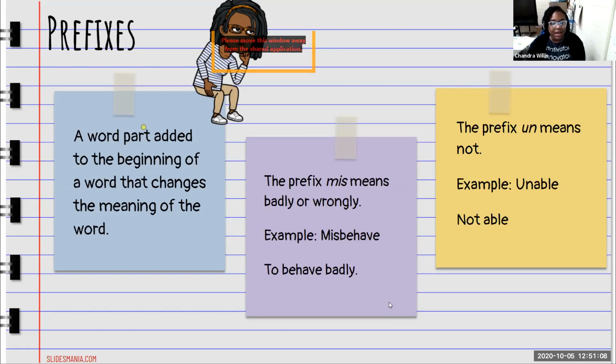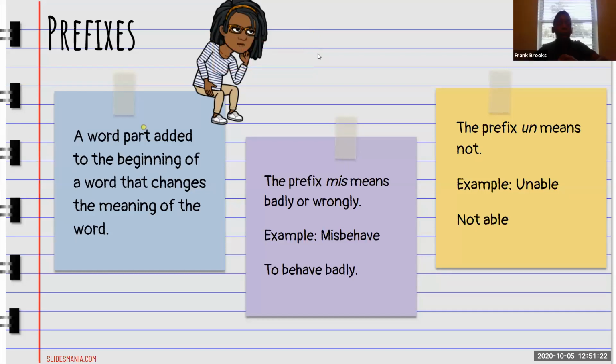I'm going to unmute your mic for you. Your name is not at the bottom, but you have numbers right here at the bottom. Go ahead and tell us. Frank, go ahead and tell us a word that uses un. Unfair. Very good. I don't think we talked about that one last week, so you knew that all by yourself. That means that something is not fair.